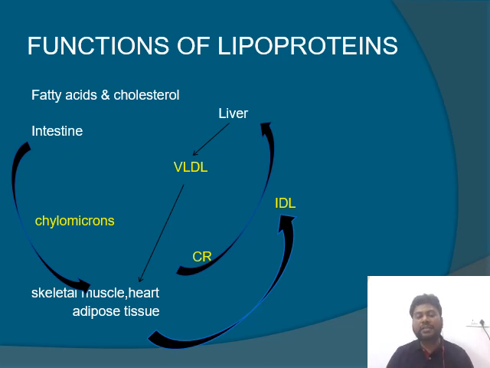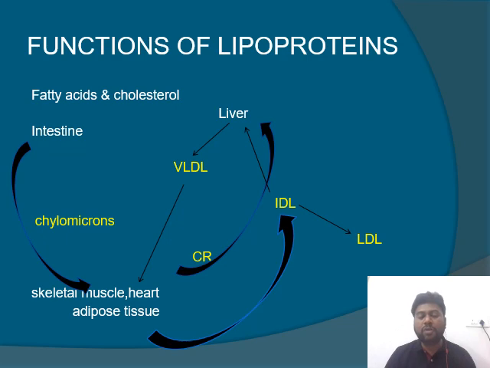Now this intermediate density lipoprotein has two different fates. One is that, like chylomicron remnant, it can be taken by the liver and completely catabolized there. Alternatively, it can further donate its triglycerides to the peripheral tissues. If further triglyceride molecules are removed, inside we will have only cholesterol, and it becomes a cholesterol rich lipoprotein called LDL.